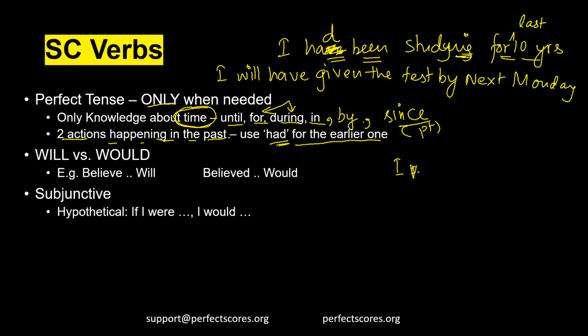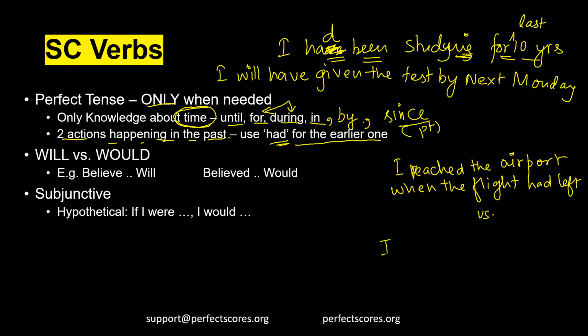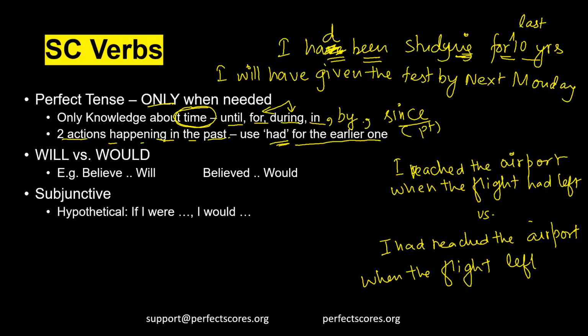So for example, I reached the airport when the flight had left, versus I had reached the airport when the flight left. So both of these sentences are grammatically correct, but they're just giving different meanings. So the rule says had, use had for the earlier one. So these are the hads.